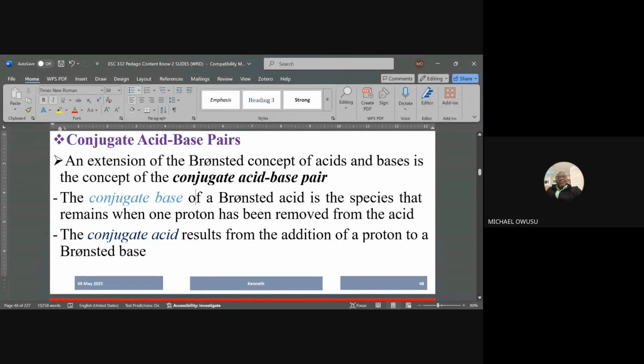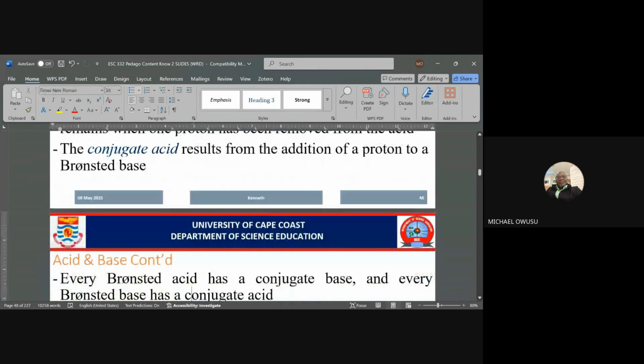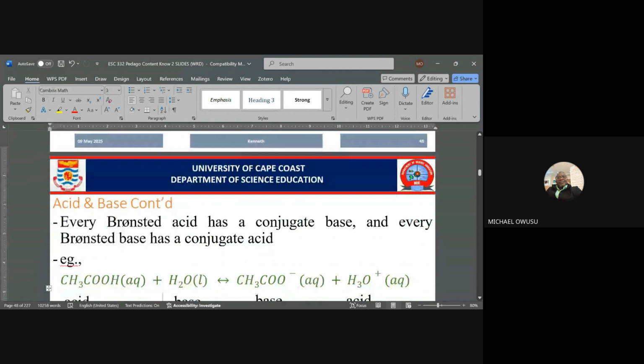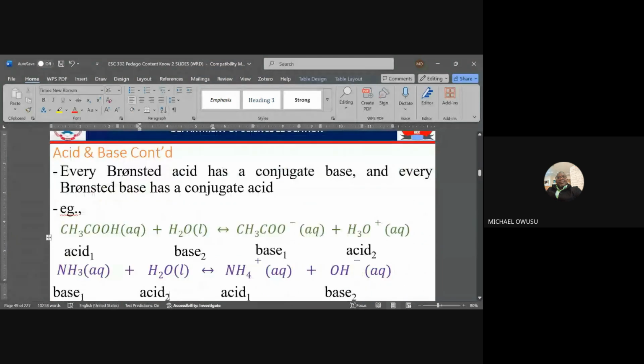So let's take this equation. You understand it perfectly here. Let's look at this equation. Before I come to the equation, every Bronsted-Lowry acid has a conjugate base, and every Bronsted-Lowry base has a conjugate acid. On the other hand, a BL base has a BL acid as its conjugate acid, and a BL acid has a conjugate base. That's what we are saying. So do you see the equation that we have here?